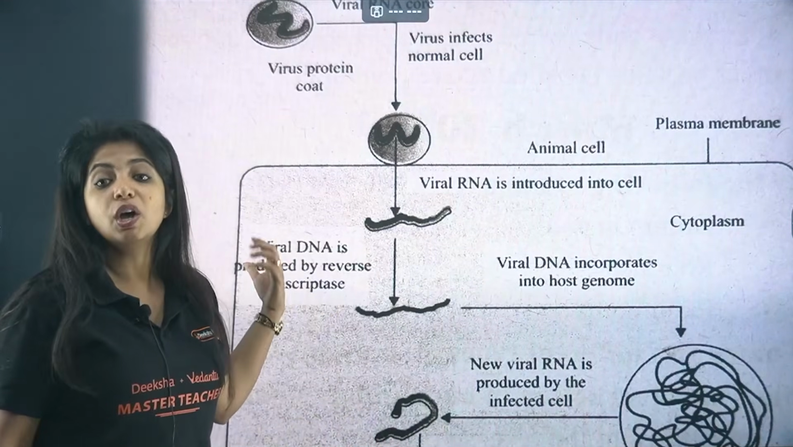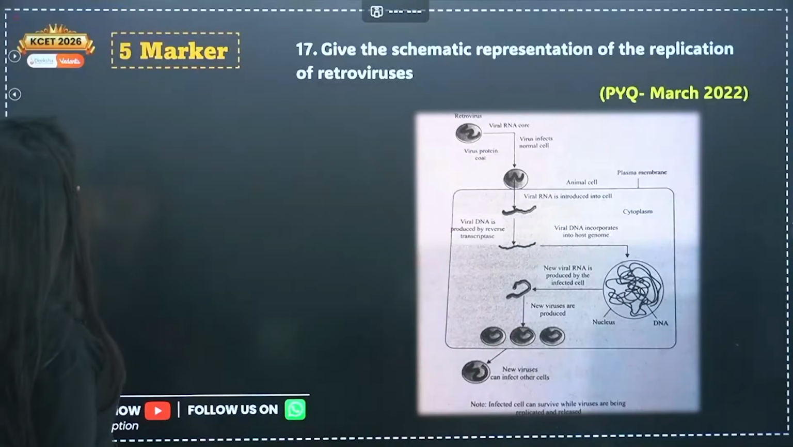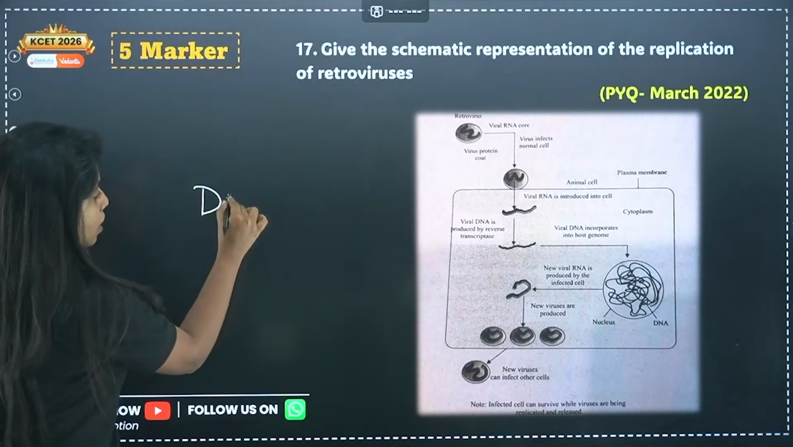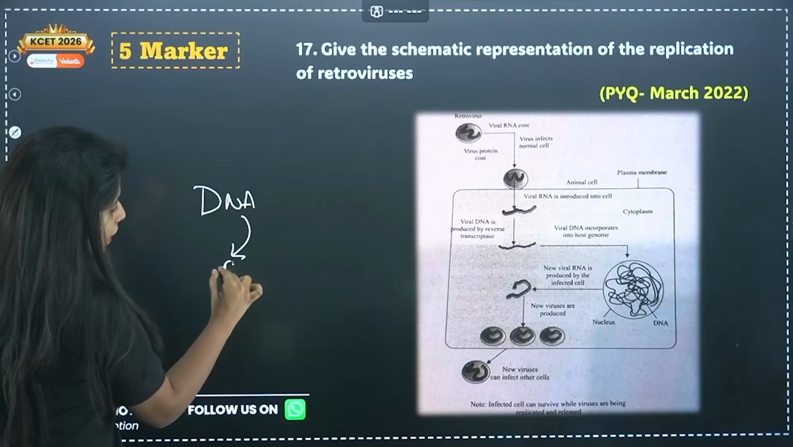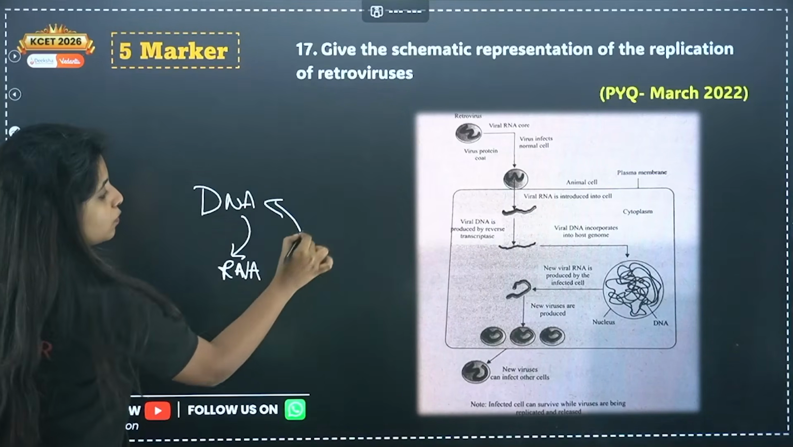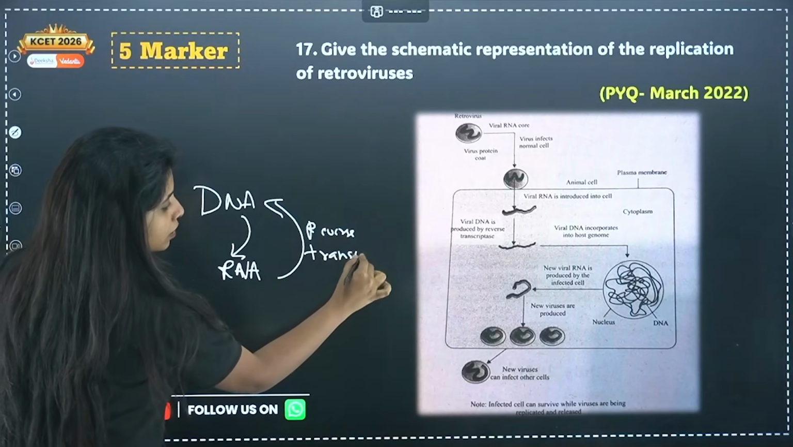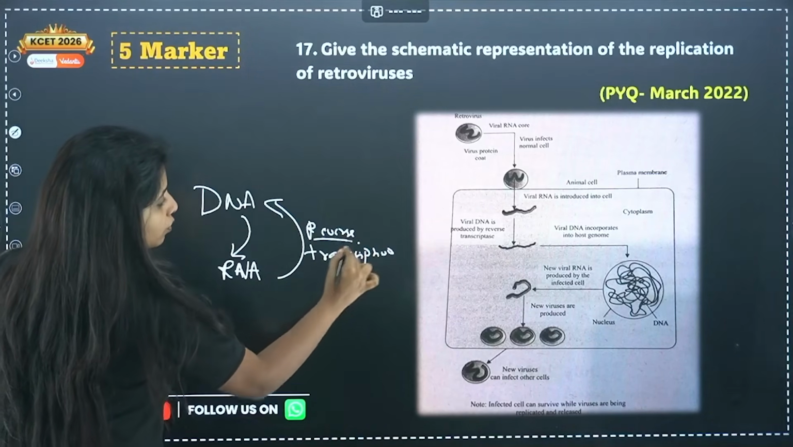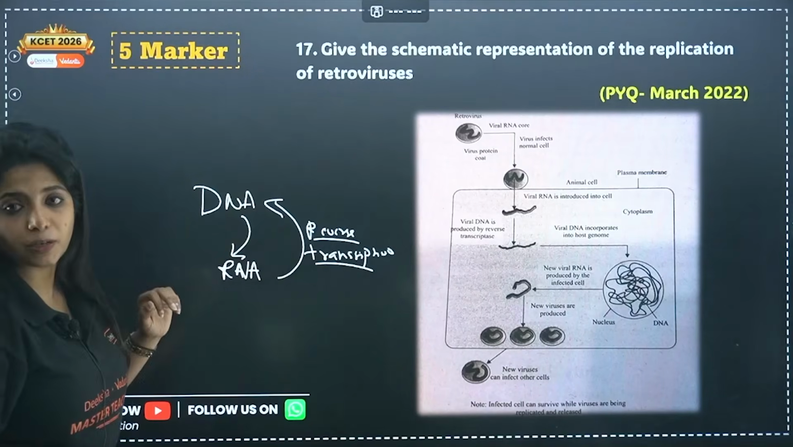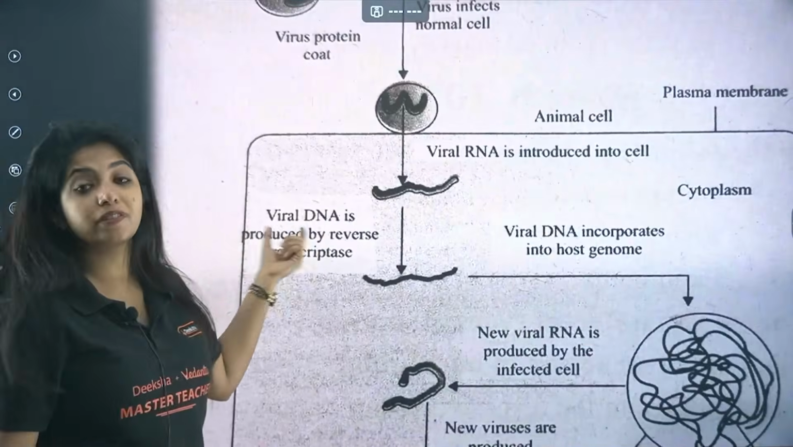Reverse transcriptase. What does it do? It reverses the process of transcription. You know how usually transcription happens? In transcription, from the DNA, you make the RNA. Now when you are doing the reverse of it, what do you call it? Reverse transcription. When you are doing the reverse of it, you will call it reverse transcription, my dear children. So here you need an enzyme, and that is reverse transcriptase.